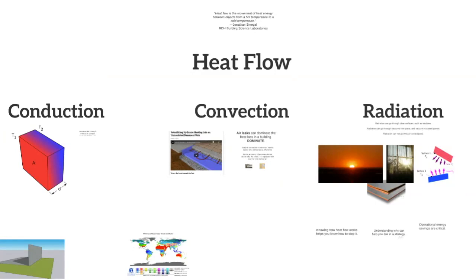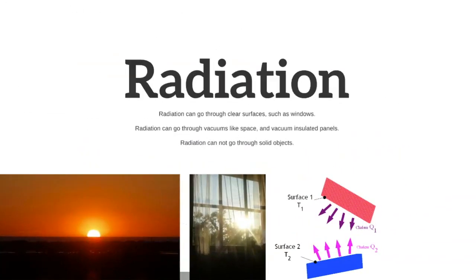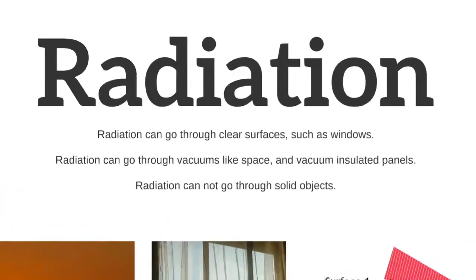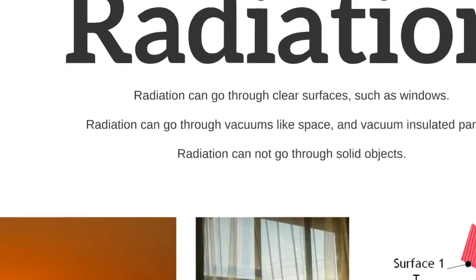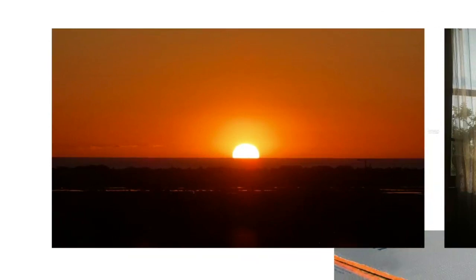The last form of heat transfer is radiation. Radiation heat transfer is a bit more complicated to understand because you can't observe it in the way that you can observe conduction or convection. Radiation can go through clear surfaces such as windows, it can go through vacuums like space and vacuum insulated panels, but it cannot go through solid objects. The most obvious, important, and probably easy to understand example of radiant heat flow is the sun. In thermal envelope world, that heat can be either wanted or unwanted, depending on the season and where you live.